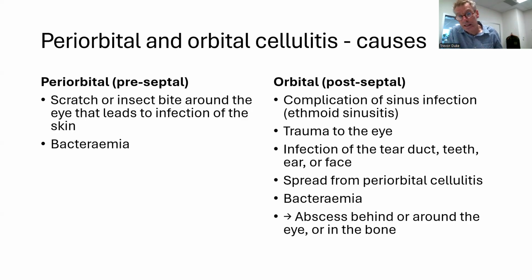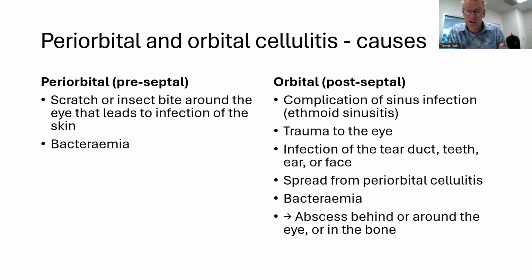Orbital cellulitis, on the other hand, is usually a complication of a sinus infection. And yeah, the ethmoid sinuses are adjacent to the globe. And if you've got ethmoid sinusitis, like pus in the ethmoid sinuses, then there's a risk that will extend to the periosteal bone and then cause an infection of the globe itself. And that's the common origin of orbital cellulitis. So this so-called post-septal cellulitis, or cellulitis that's behind the orbital septum.